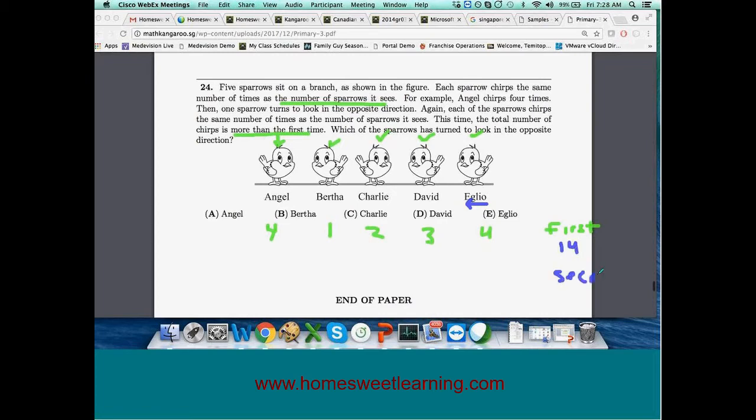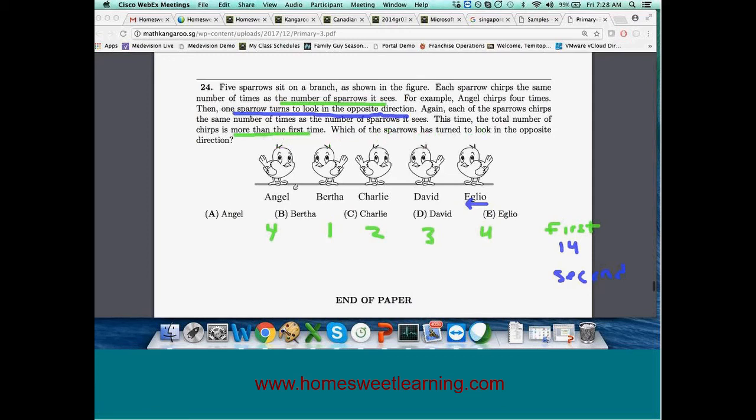Now we want to see the second time. So what happens is someone changes the direction they're looking at. It says one sparrow turns to look in the opposite direction, and each of the sparrows chirps the same number of times as the number of sparrows it sees. So we didn't change the rule. Depending on where they're looking, they still chirp. Now it says this time the number of chirps is more than the first time. So it's just more than 14. We're trying to figure out who was the one that turned. So let's try to figure it out.